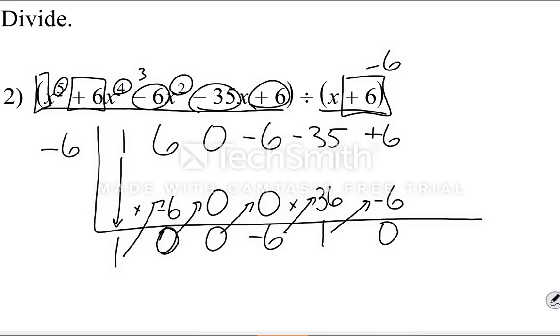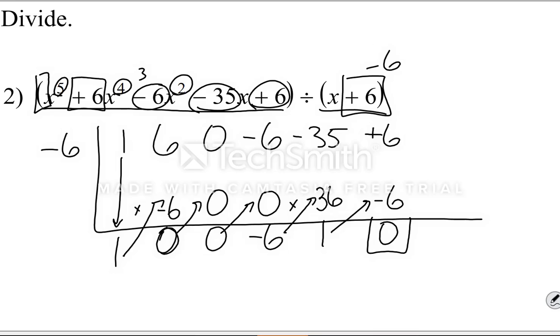So the cool thing is at the end, if you get a 0, if this term is a 0, that means that you have no remainder. So that means that x plus 6 can go into x to the 5th plus 6x to the 4 minus 6x squared minus 35x plus 6 evenly without having any remainder. So I'm going to now rewrite this with my variables using the numbers that I got down below.